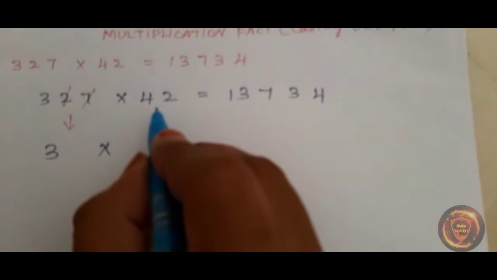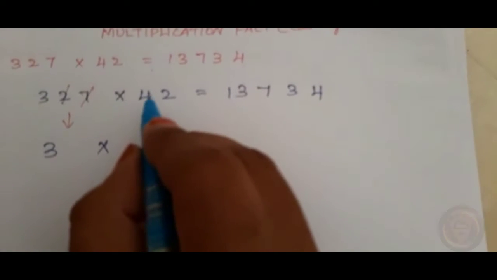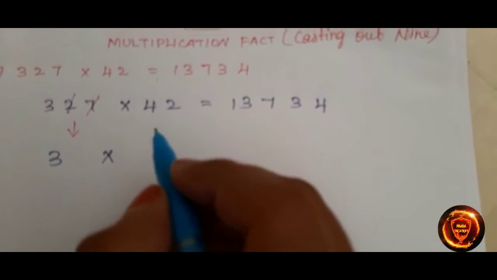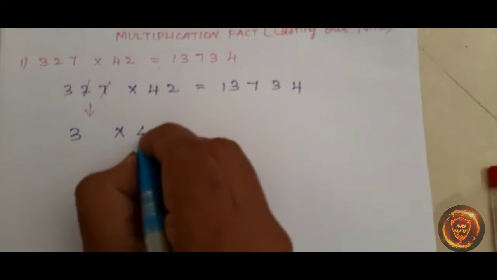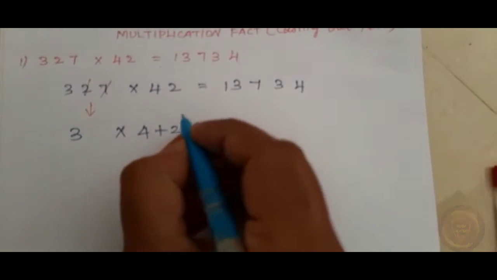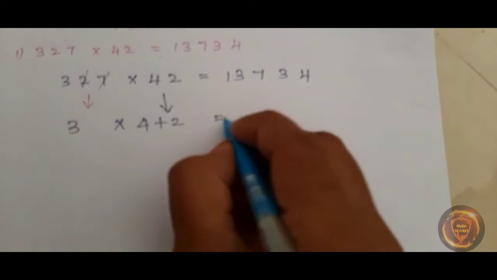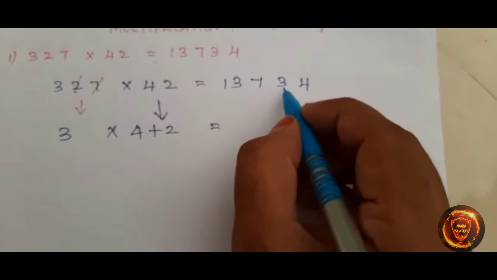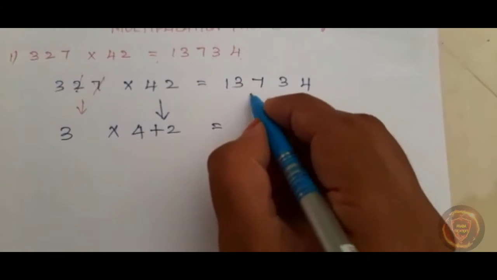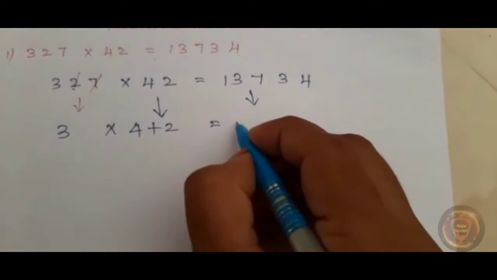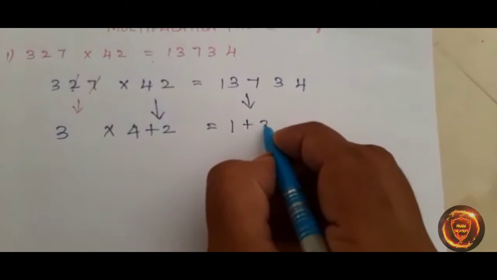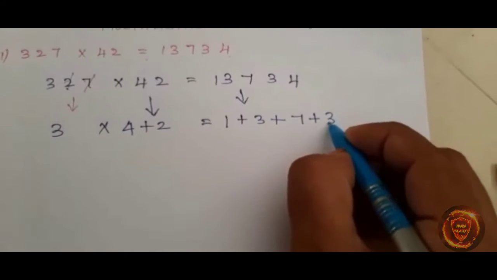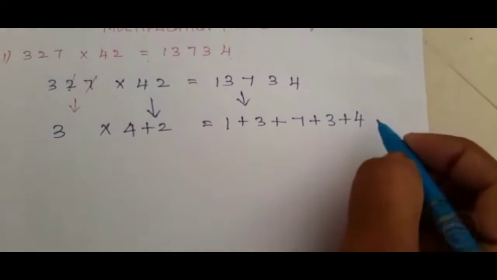In this term there are no casting out 9 values. So write this value in the addition form: 4 plus 2 is equal to. Again write this 13,734, write the expanded form: 1 plus 3 plus 7 plus 3 plus 4.